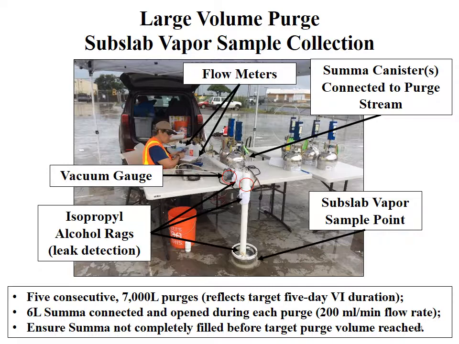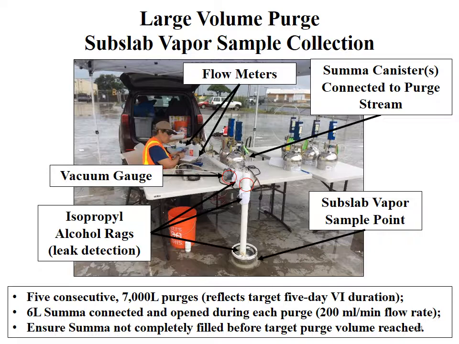So once the first purge was complete, shop vac turned off, Summa canister was closed, unhooked from the purge stream, and then another Summa canister representing the next 7,000 liter decision unit purge was connected to the purge stream. Then shop vac was turned on, Summa canister was open, and the second sample was collected. So we did this through a series of 5 purges, collected 6 samples total, including the 2 samples collected during the first purge.